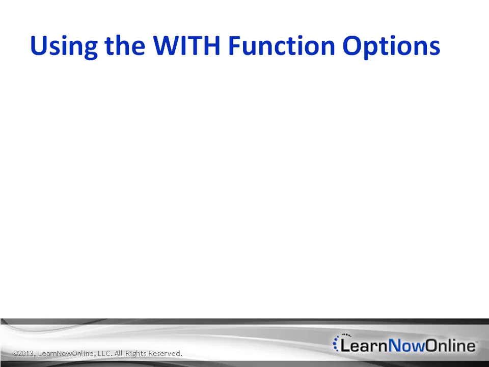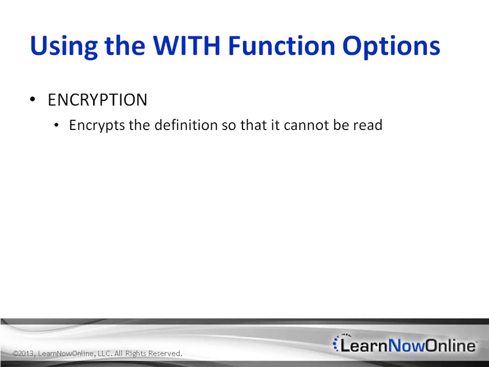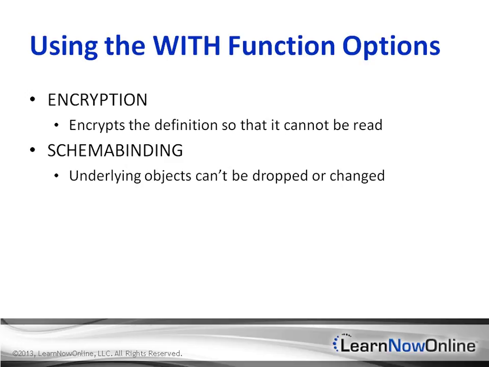Now, I mentioned that there's several with function options. The first one is encryption, which, like stored procedures, encrypts the definition of the function so that users can't easily read it. But just like with stored procedures, this isn't a very strong encryption, and somebody who's really determined and has permissions to read the body of the function is going to be able to do it if they're determined enough. Schema binding, this is similar to views. It prevents dropping the underlying objects used in the function or changing the schema for columns that are referenced by the function. It just makes sure that the function is always in sync with the underlying objects if you use this option.